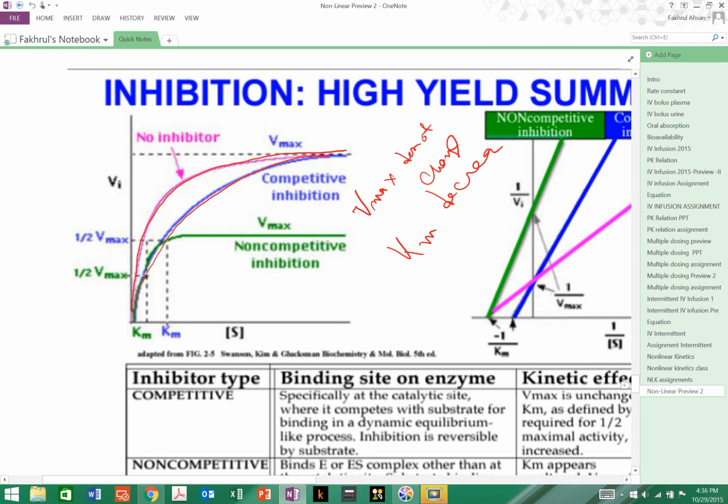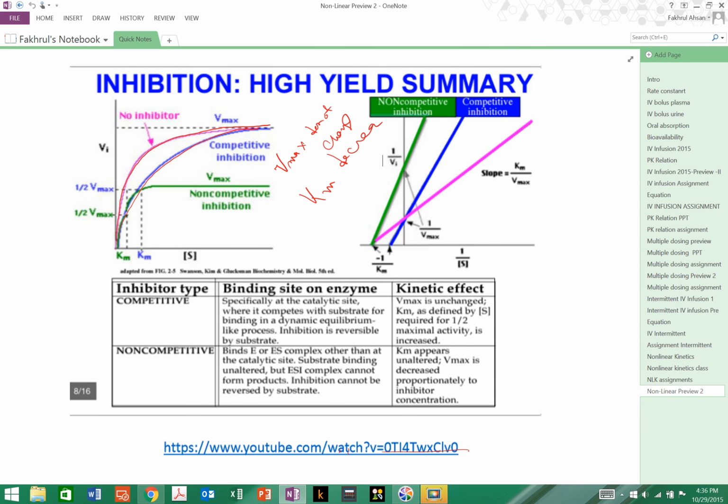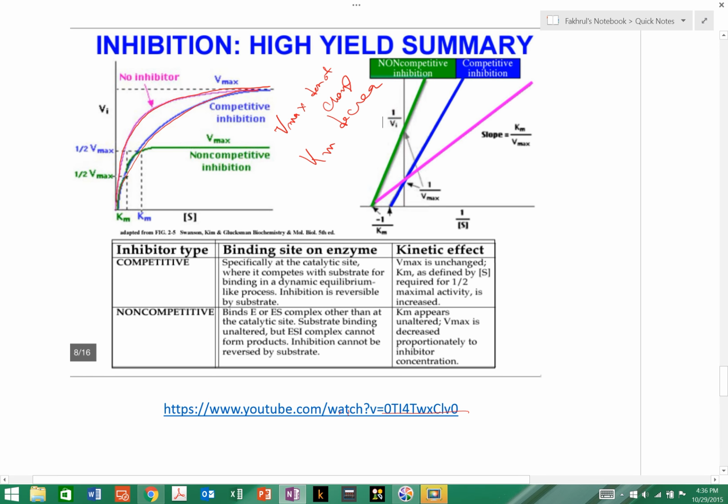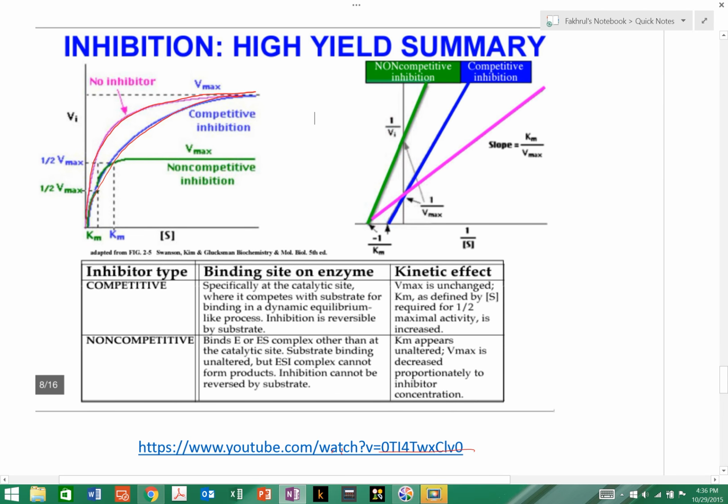So here, if you read this carefully, there will be some questions based on competitive inhibition and non-competitive inhibition. So I want you to read this. That means in case of non-competitive inhibition, Vmax does not change, Km is increased. Vmax remains unchanged, but in this case Km does not change, but Vmax decreases proportionally to the inhibitor concentration.